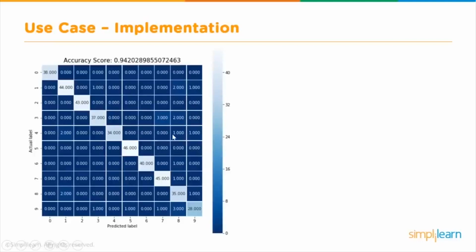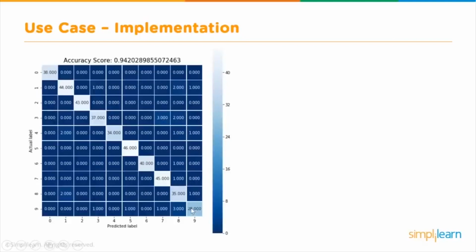So 36 images have been fed which have number 4, and out of which 34 have been predicted correctly as number 4, and 1 has been predicted as number 8, and another one has been predicted as number 9. So these are 2 misclassifications. That is the meaning of saying that the maximum number should be in the diagonal.